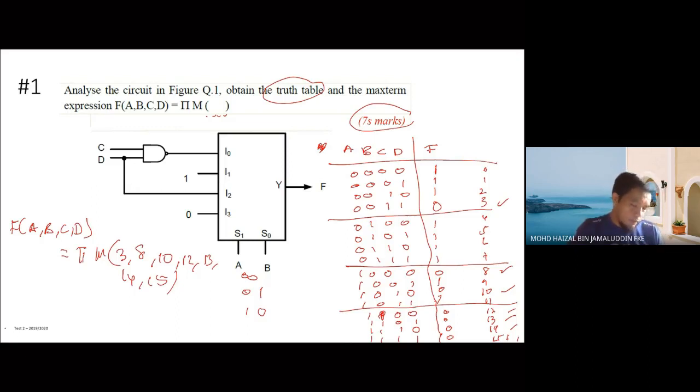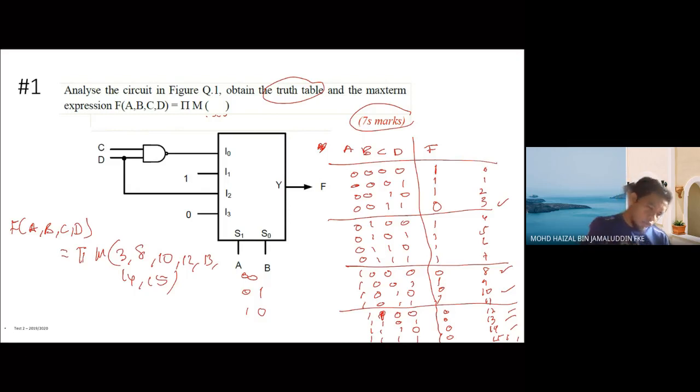Okay, let's see another example here. So, example of comparator. So, a 2-bit comparator, create the truth table between 2 digits, A1 and A0, B1 and B0, and the output is only X2 and X1. X2 is A equal to B, X1 is A more than B.